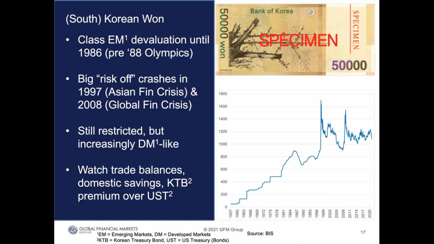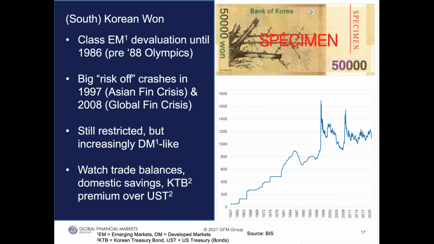Then, in the late 90s and 2000s, it looked like a kind of risk-off crash story. Now it almost looks like a range-bound currency, like maybe the euro or the sterling in some ways. So even though it's restricted, some might argue it's looking more and more like a developed market currency. That's what I mean by DM-like.